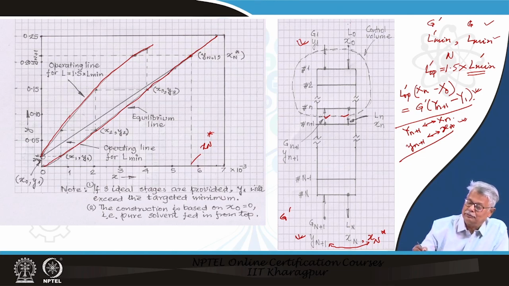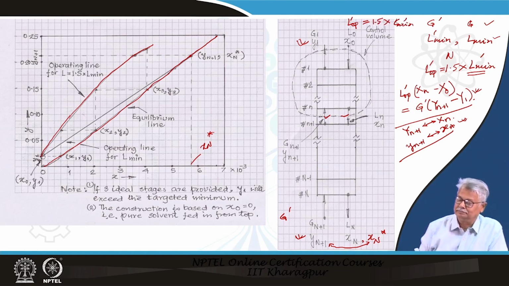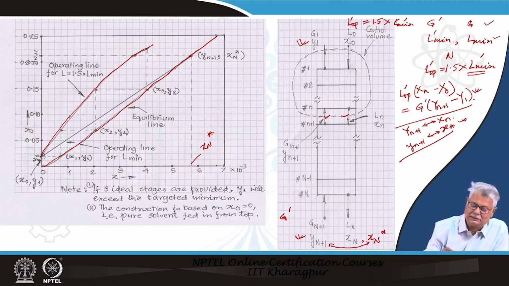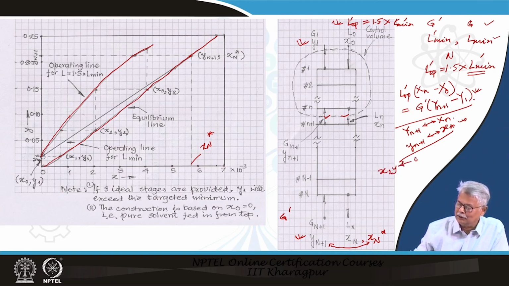Now we are going to do this for a flow rate of L operating, which is nothing but about 1.5 times L minimum dash. We know L minimum dash, so naturally L dash operating is also known for us. So we start drawing this operating line based on this L dash operating value of 1.5 times L minimum. Now we basically have a relationship between x and y. This is basically the operating line equation. This will be more clear when we deal with an example with specific numerical values.